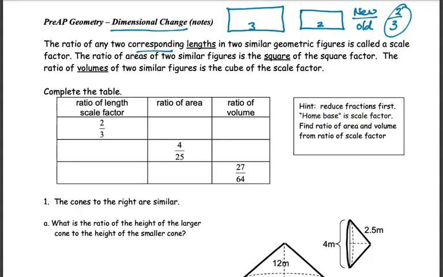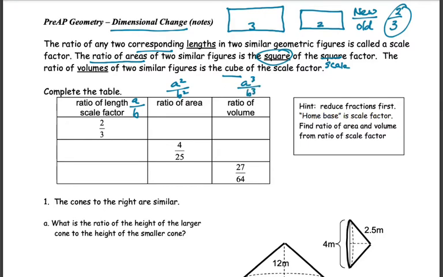So if we start off with a scale factor of 2/3, to get the ratio of the areas, you're going to take the square of that scale factor. Sorry, this should say scale factor. The ratio of the volumes of the two figures is going to be the cube of that scale factor. So if this has a ratio of A over B, then the area ratio will be A squared over B squared, and the volume ratio will be A cubed over B cubed.